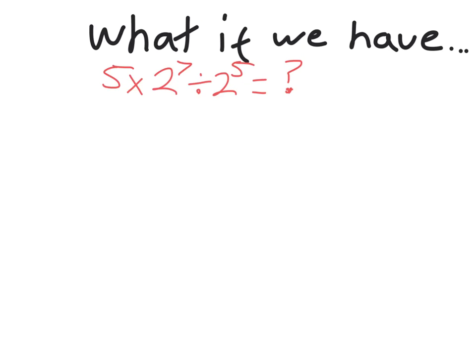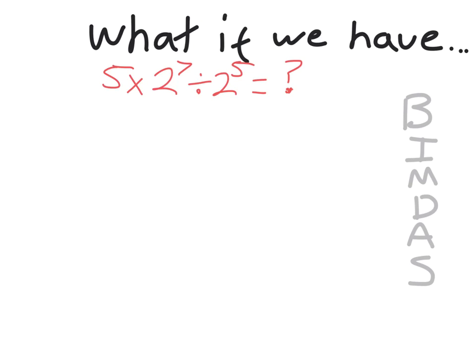So what about if we have something like 5 multiplied by 2 to the power of 7 divided by 2 to the power of 5? Which sort of step do we do first? All right, so lucky for you guys, I'll give you one quick tiny note that I'm sure a lot of you have heard before. All right, and this is an easy way to remember what you should be doing first.